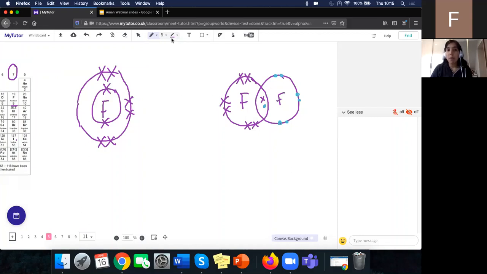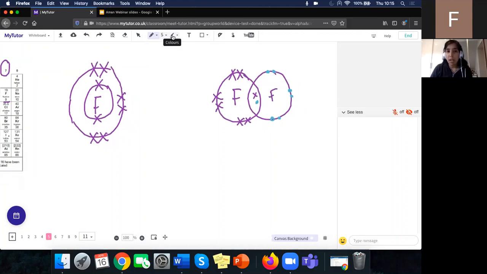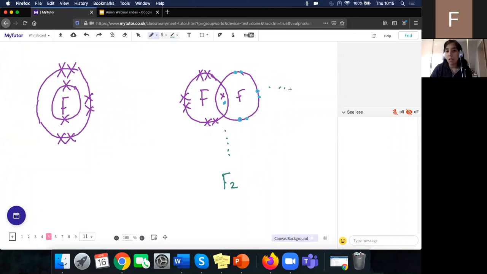But remember, when we're melting or boiling fluorine, it's not the covalent bonds that we break, it's the intermolecular forces. So fluorine goes around in pairs, but we don't just find fluorine on its own as one pair. There's always lots of pairs in there, and there are intermolecular forces between each of the pairs. And it's these intermolecular forces that we break. And they are very weak, so therefore little energy is needed to overcome them.